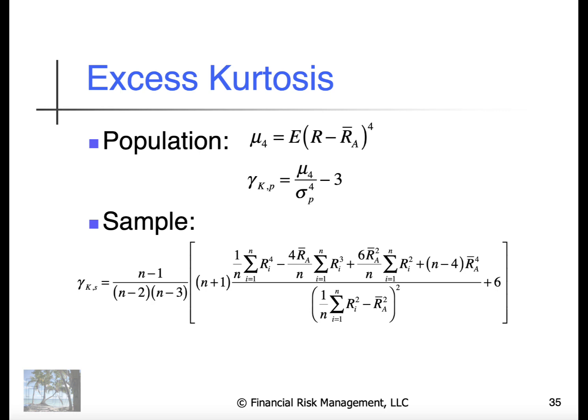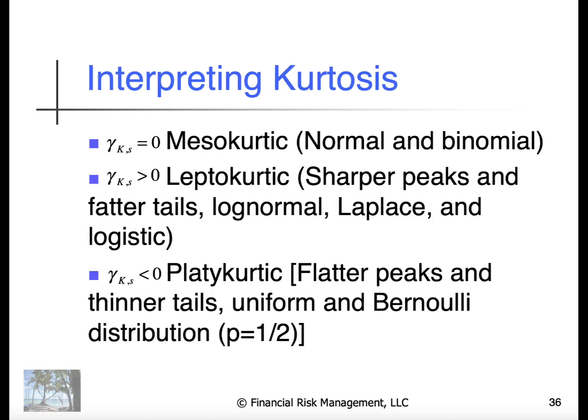Kurtosis is the fourth moment. If we normalize by the standard deviation raised to the fourth and subtract 3, because the normal distribution has a kurtosis of 3, it's referred to as excess kurtosis. And the sample calculations are given here. Very easy to program up or to use canned packages to do these computations. If the kurtosis is close to 0, it's referred to as mesokurtic. The normal distribution, binomial distribution, typically is mesokurtic.